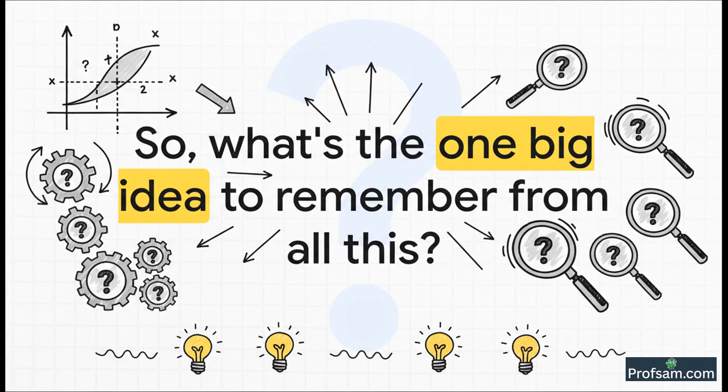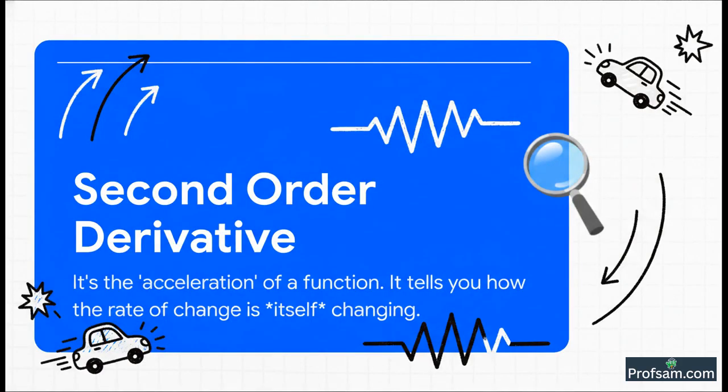So we've covered quite a bit. But what is the one single big idea? The main takeaway you need to remember from all of this? It's this. The second derivative is simply the acceleration of a function. It doesn't just tell you if something is changing, it tells you how the rate of change itself is changing. Is that change speeding up or is it slowing down? That is the whole story.